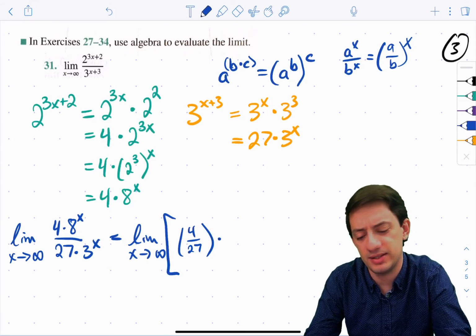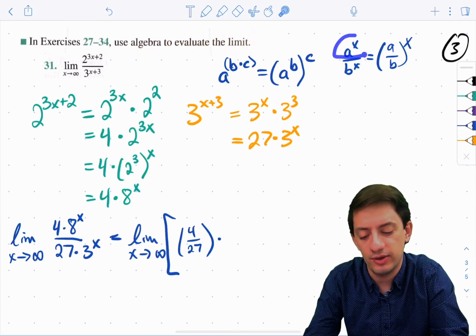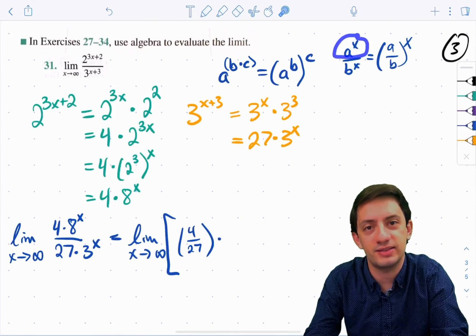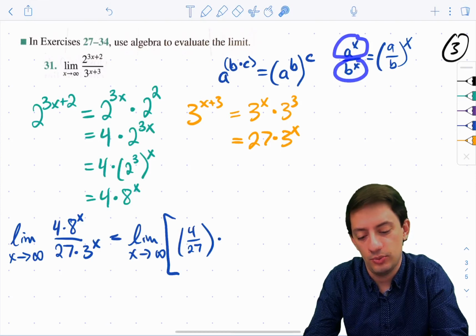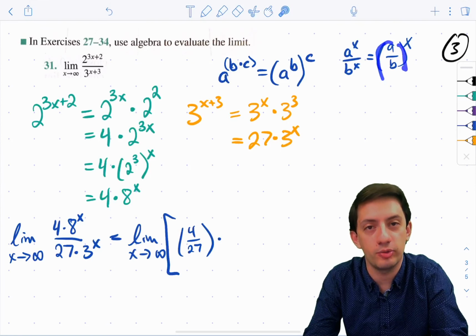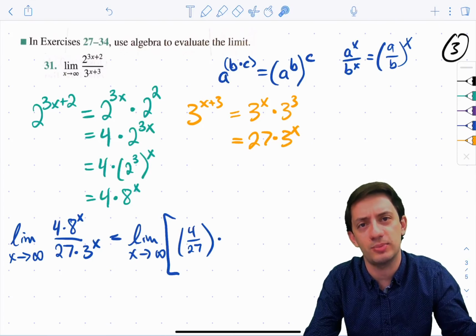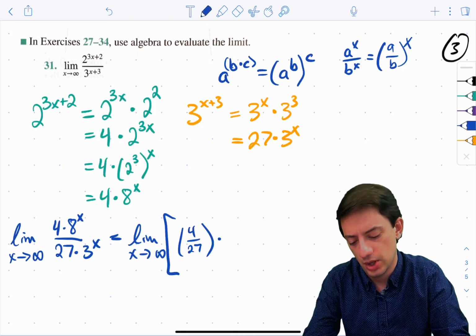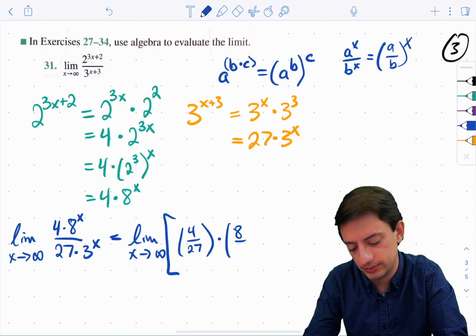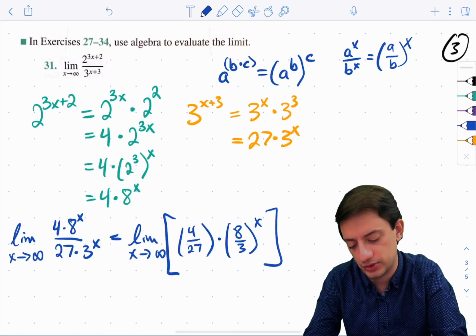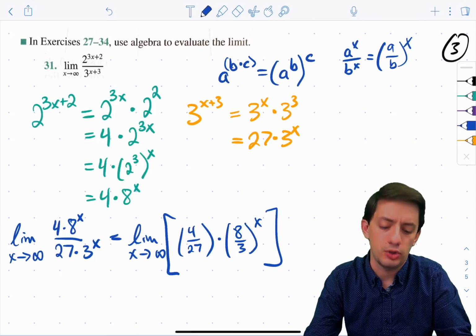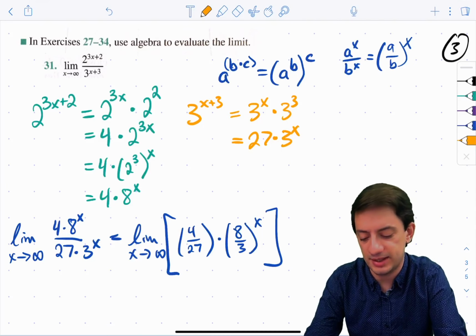And hopefully that makes sense, because that's like saying you have a multiplied by itself x times divided by b multiplied by itself x times. Well, you could just say that that's a over b, that whole thing, x times. So if you were to think about that as repeated powers, a repeated multiplication, that should make sense. So that means I can make this 8/3 to the x. Okay, so this is just a really basic exponential function.